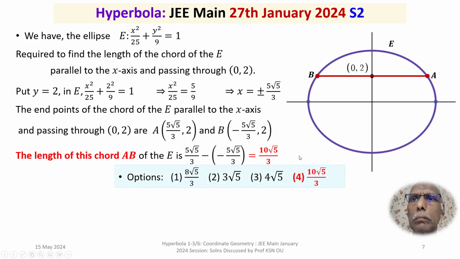So let's look at our options. Our answer 10 root 5 by 3 appears against option 4. Therefore, the answer to this question is option 4. That is the detailed discussion of the solution of the given problem. I am sure that you have understood the solution of this one. Let's move to the next question.